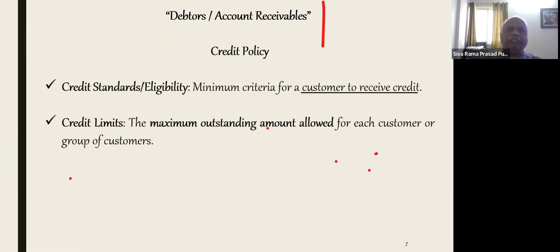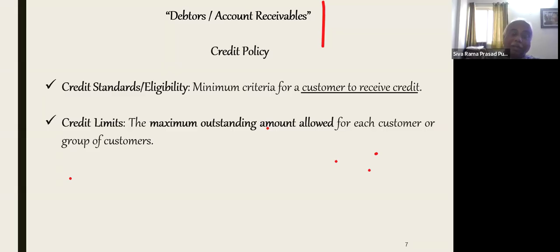Credit policy. What is a credit policy? Credit standards and eligibility: the minimum criteria for the customer to receive the credit. So whenever the companies or the marketing team are extending credit, they should know about this. Based on this only, they have to extend the credit. What is the credit limit? The maximum outstanding amount allowed to each customer or group of customers.